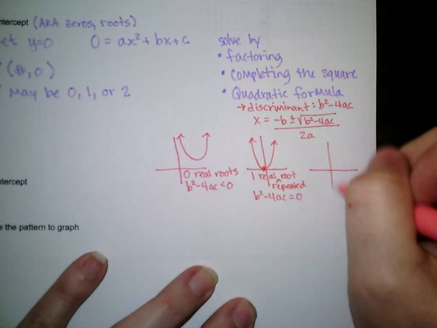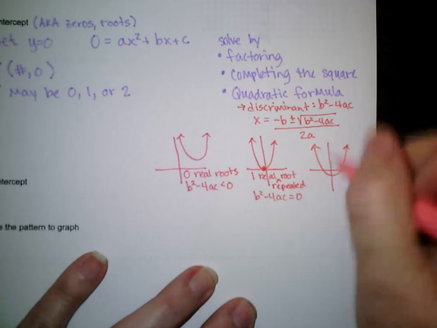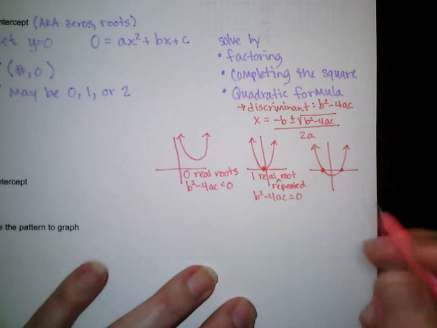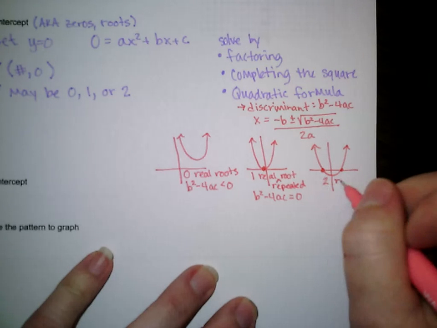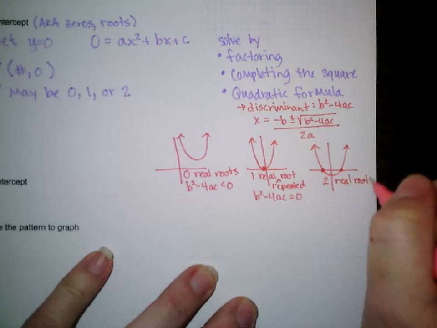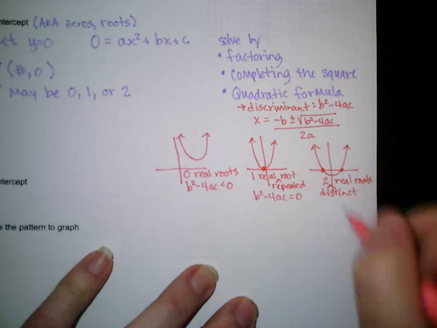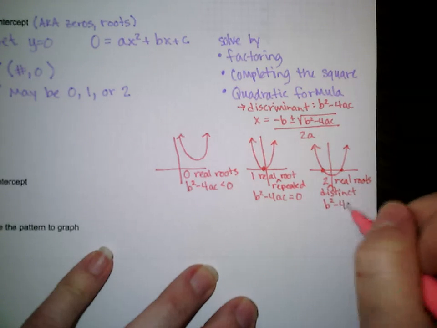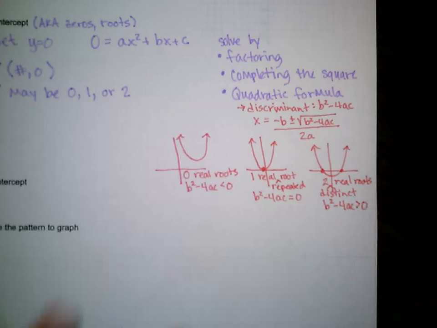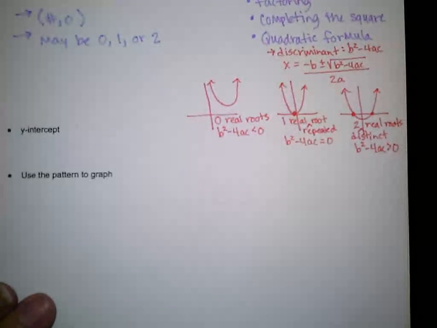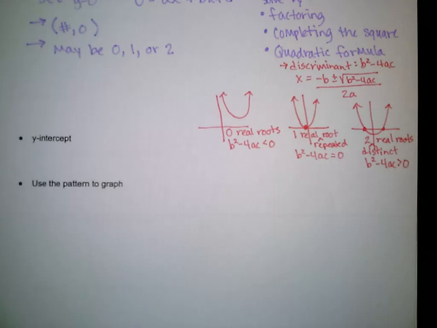And then 2 real roots. Sometimes they say 2 distinct real roots. Sometimes you'll hear the word distinct in there. That happens when b squared minus 4ac is greater than 0. So you can use the discriminant to determine what they say is the nature of the solutions. That just means, are there 0, 1, or 2? Are they real? Are they not real, which would be complex or imaginary?